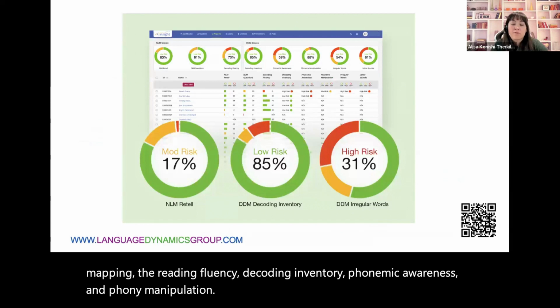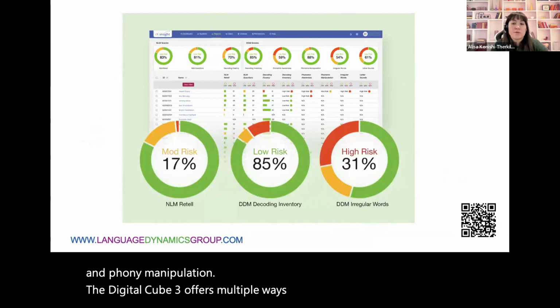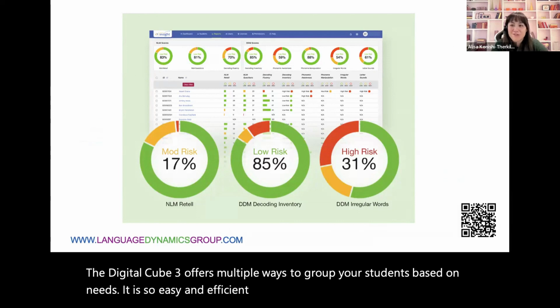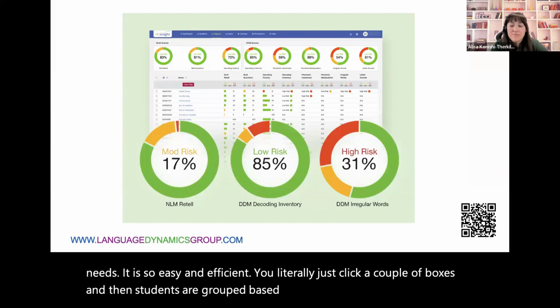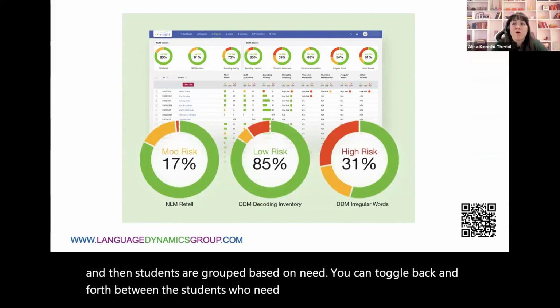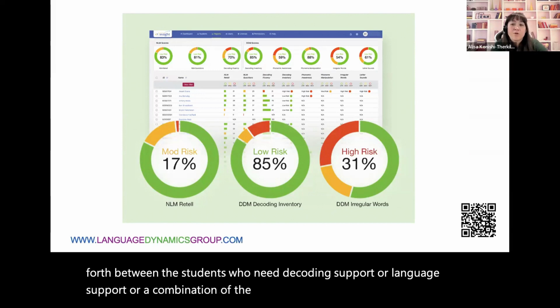The Digital Cubed 3 offers multiple ways to group your students based on needs. It is so easy and efficient. You literally just click a couple of boxes and then students are grouped based on need. You can toggle back and forth between the students who need decoding support or language support or a combination of the two. This program also allows you to get even more specific.